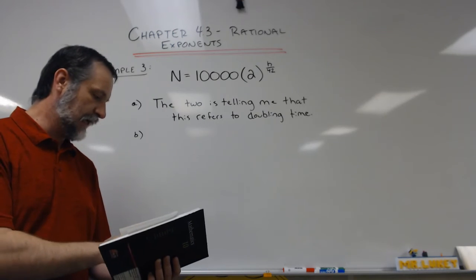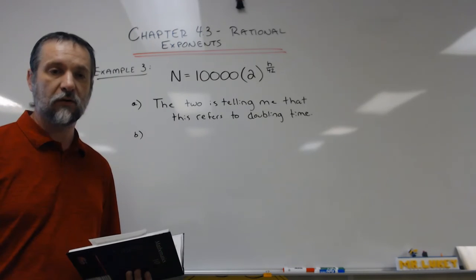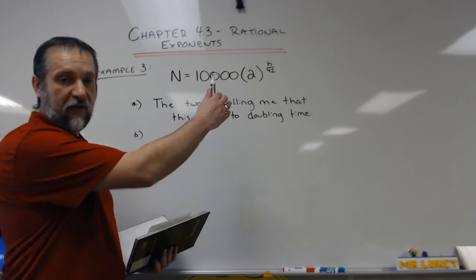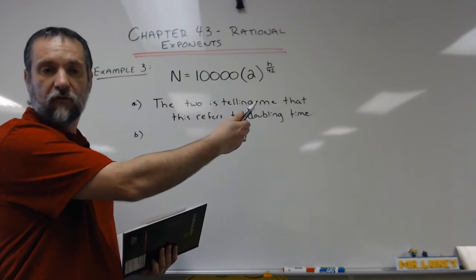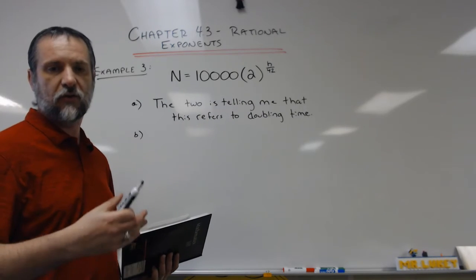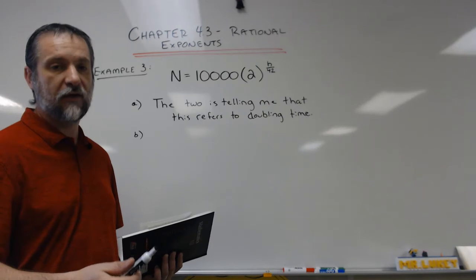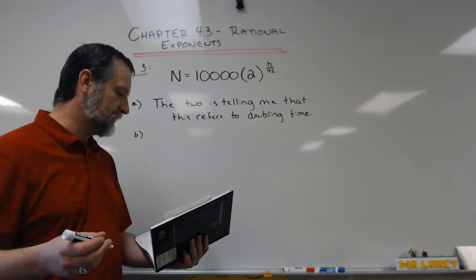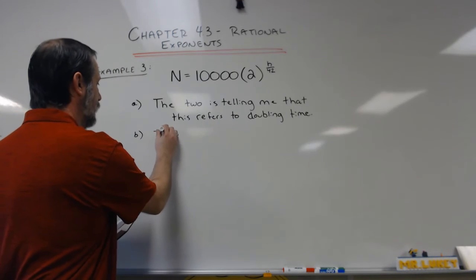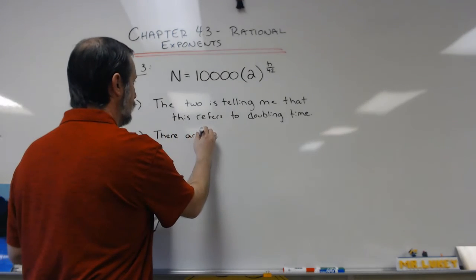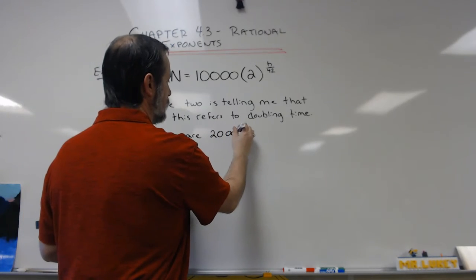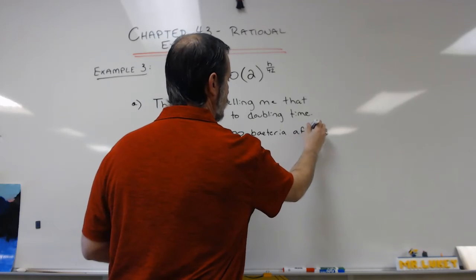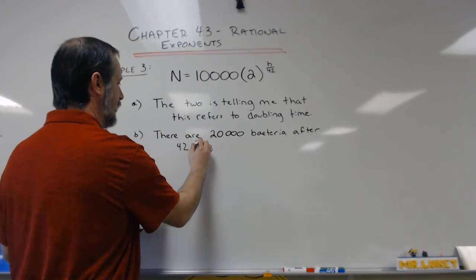B is asking us how many bacteria are present after 42 hours. I don't even need my calculator after this because my H is my hours, 42. If I look at the exponent, it's 42 over 42 equals 1. So 10,000 times 2 to the power of 1 is just going to be 20,000. So the question again, how many bacteria are present after 42 hours? There are 20,000 bacteria after 42 hours.